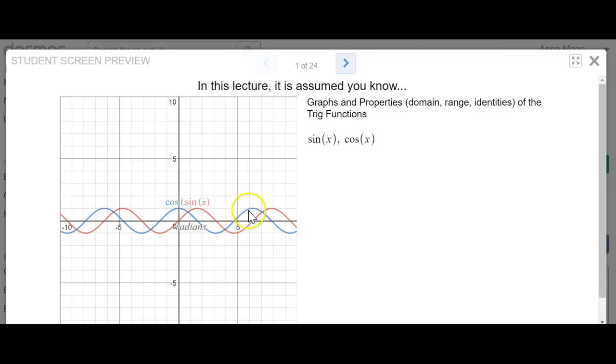So for instance, with the sine and cosine graph, remember that they're translations of each other. So the sine graph is the same as the cosine graph, shifted pi/2 units to the right. They're periodic, and their range is -1 to 1, and their domain is all real numbers.